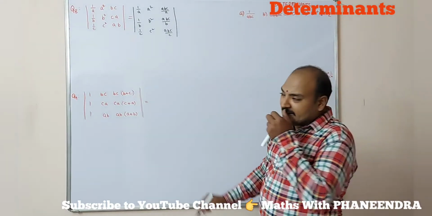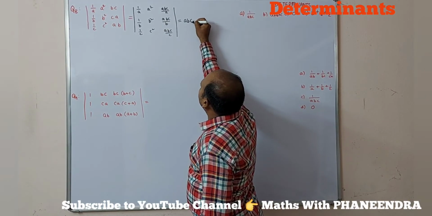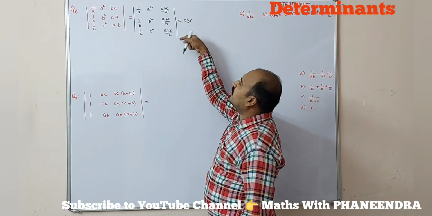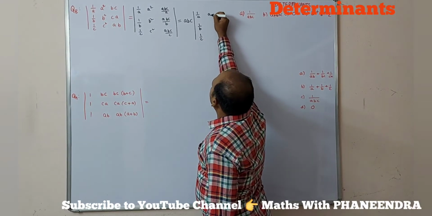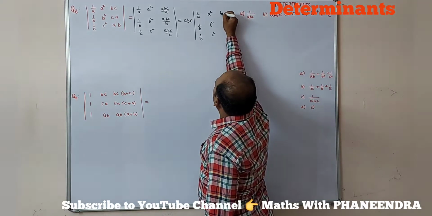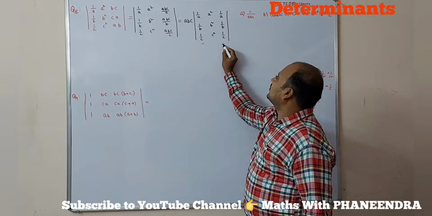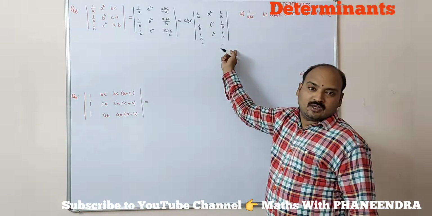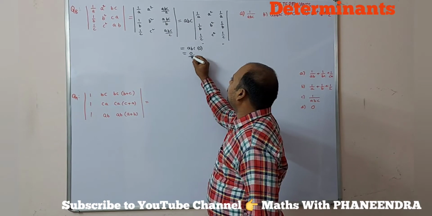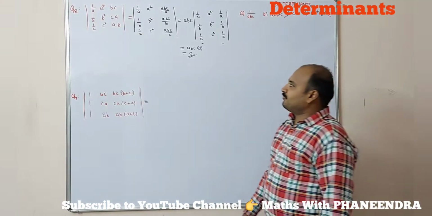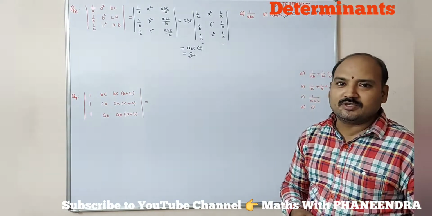In the third column, ABC is in the numerator, so we take it common. If you take out common ABC from the third column, it is a multiple, and the rest of the terms are 1 by A, 1 by B, 1 by C. So A square, B square, C square, 1 by A, 1 by B, 1 by C. We know that two columns are identical, so the determinant value goes to 0. So ABC into 0 equals 0. The answer is the third option. Now come to question number 9. In this question, here also a little logic is there, dear students.